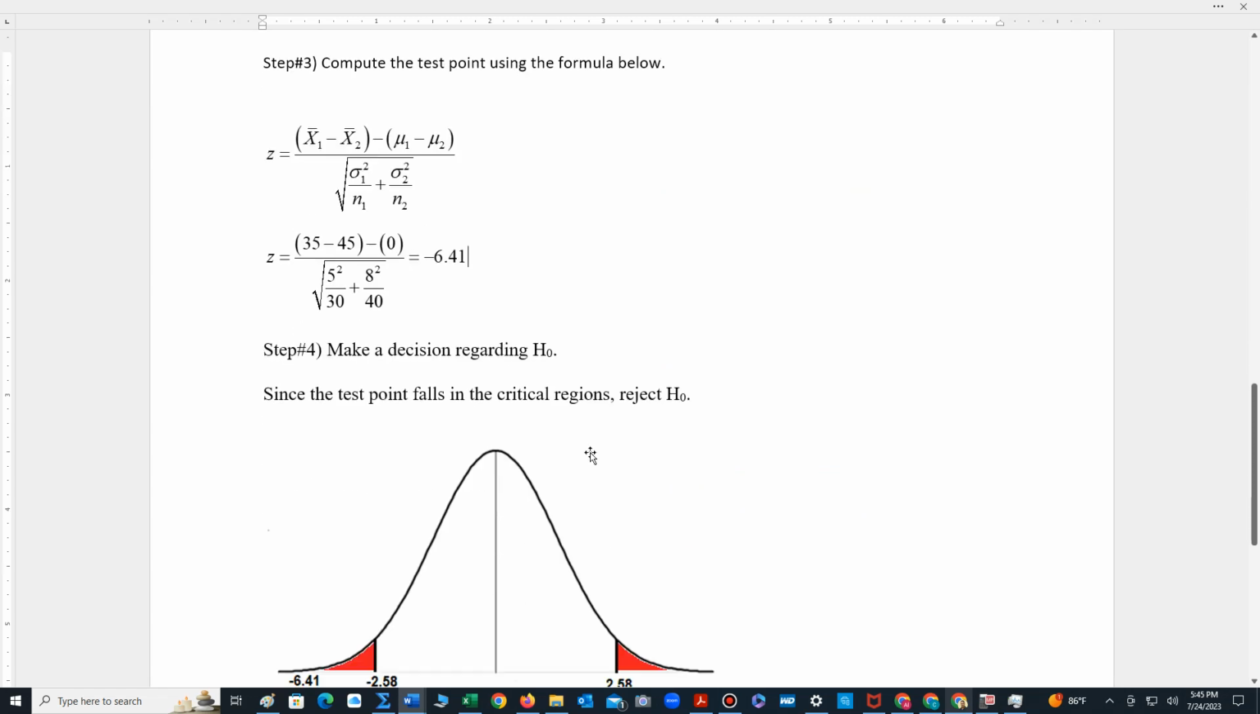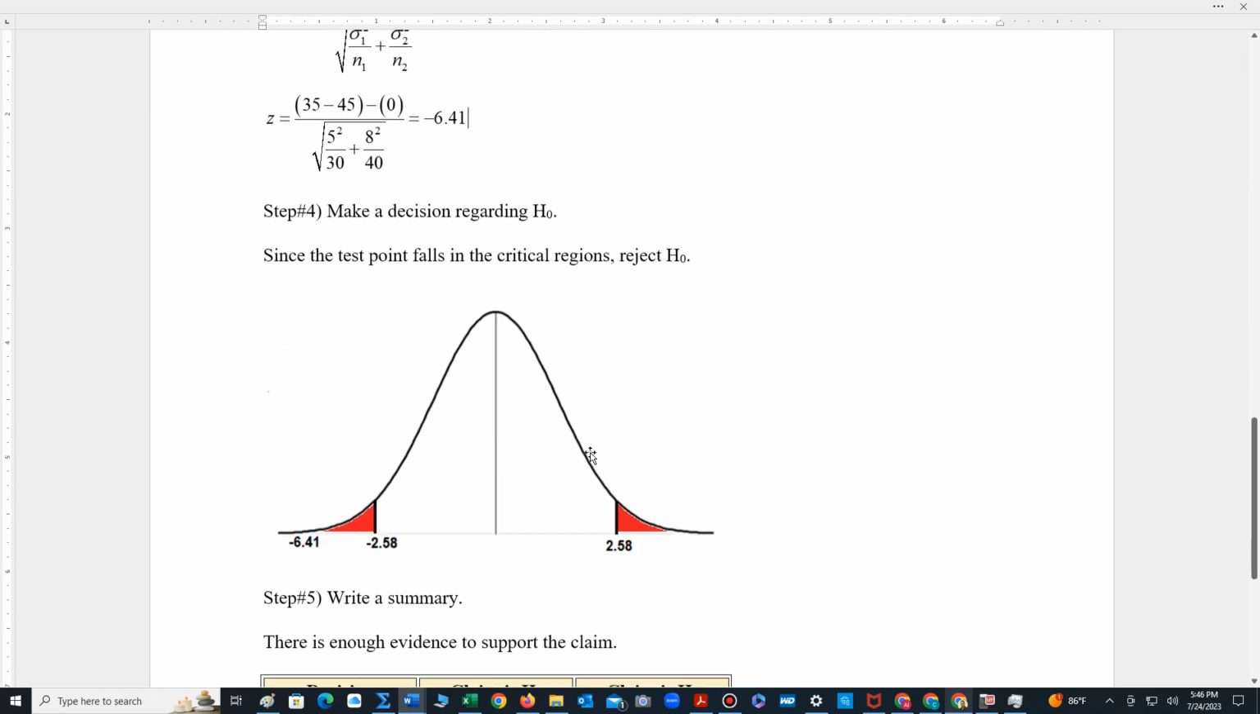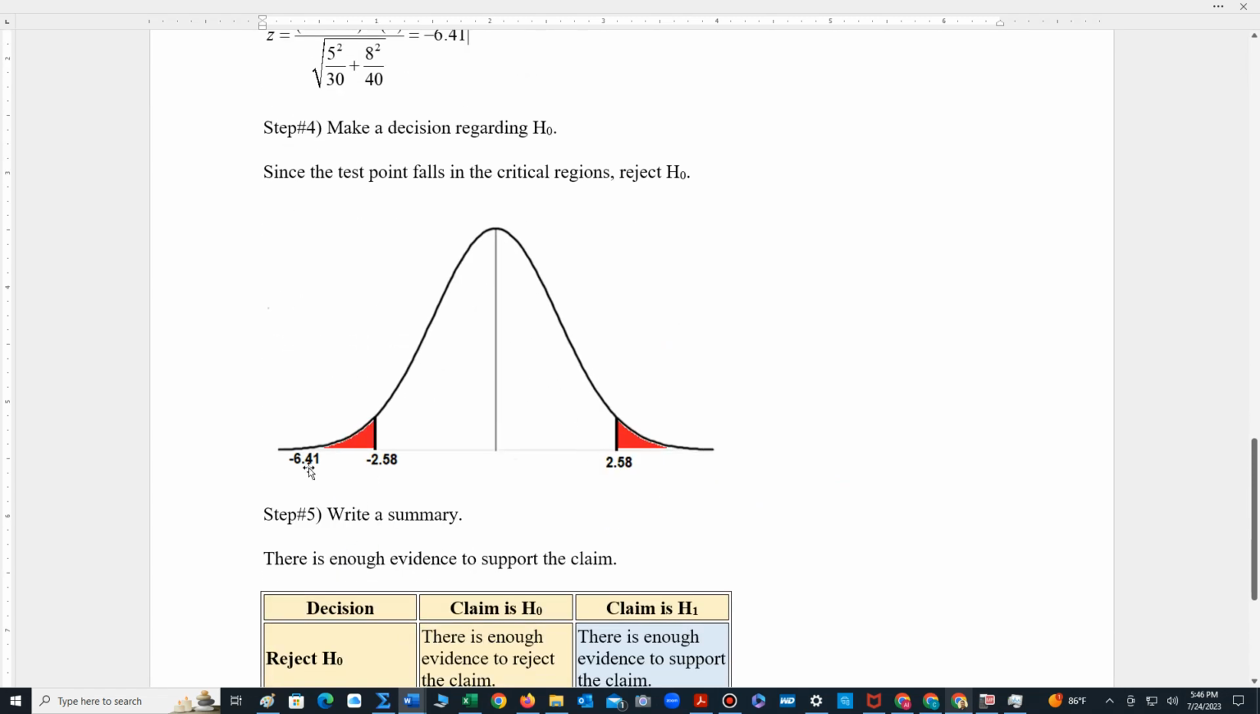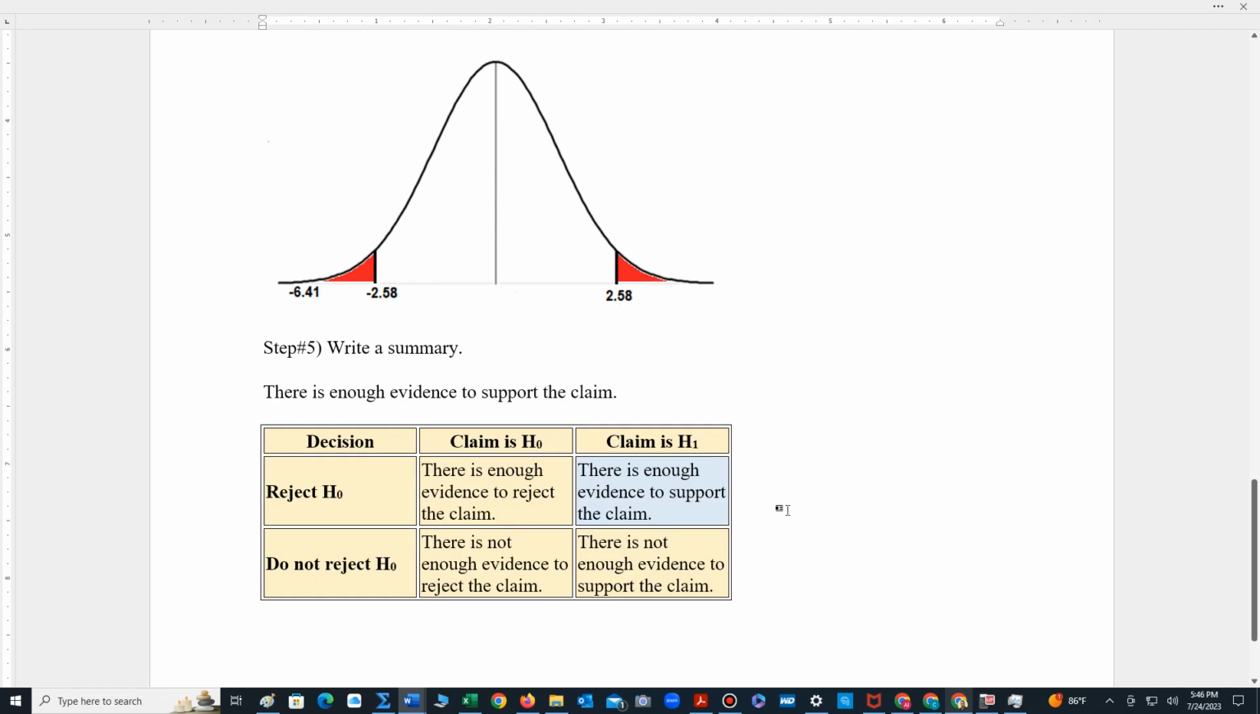Now we just have to go back to our graph to see where it falls. Negative 6.41 is less than negative 2.58, so it definitely falls within the critical region. Thus, we reject H0. Finally, we summarize our results.